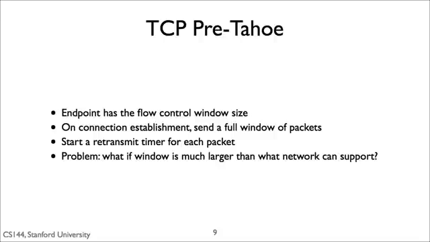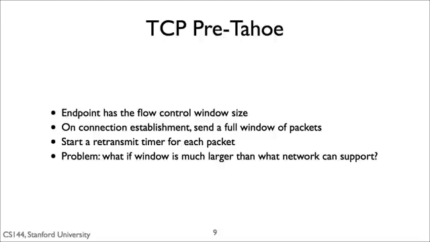The original version of TCP would, once the three-way handshake completed, send a full window of segments. So if a sender received a flow control window of 40 kilobytes and had 40 kilobytes to send, it would send 40 kilobytes worth of segments immediately. It would then start a retransmit timer for each segment. If the timer fired and the segment hadn't been acknowledged, TCP would retransmit it.